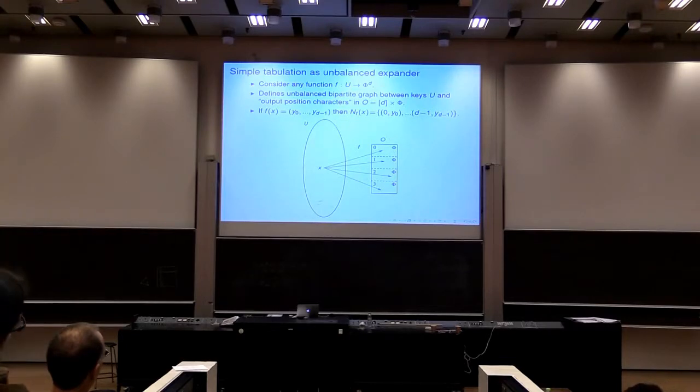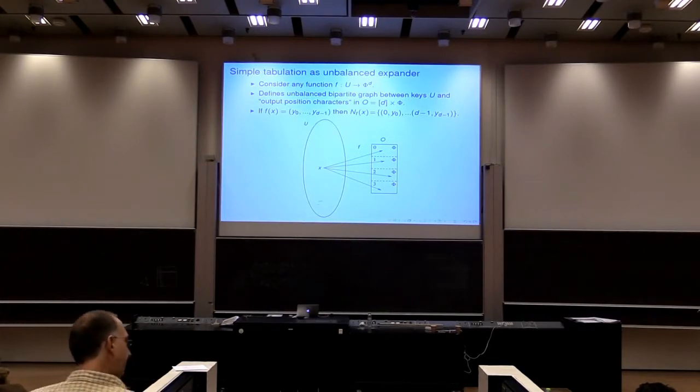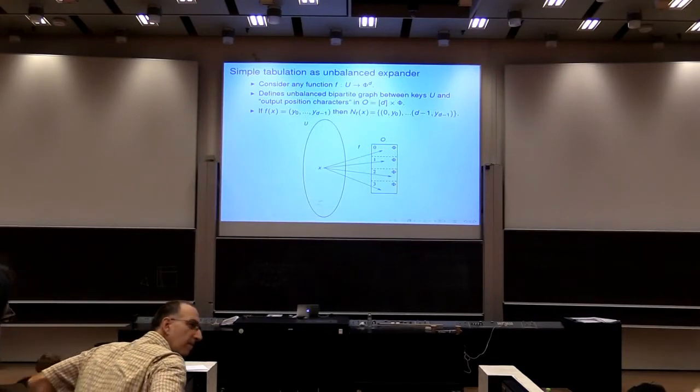So let me try to illustrate that. On the left-hand side, we have the universe of all keys, and each key has D neighbors, and each consists of a character and a position. So in some sense, we're dividing the right-hand side into D different parts that we keep separate.